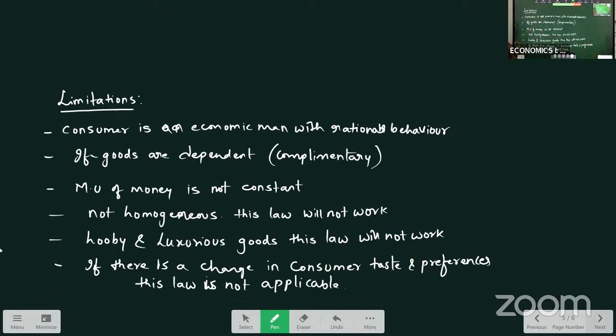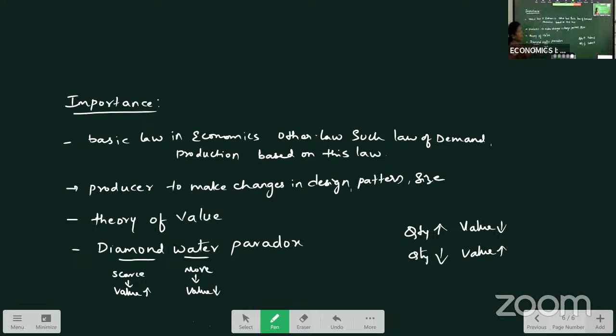Then limitations, because in the question they will be mentioning it, write the limitations also. So you have to write down 6 points of limitation, that is enough. And the importance of the law. Okay, so this completes your 10 marks answer.